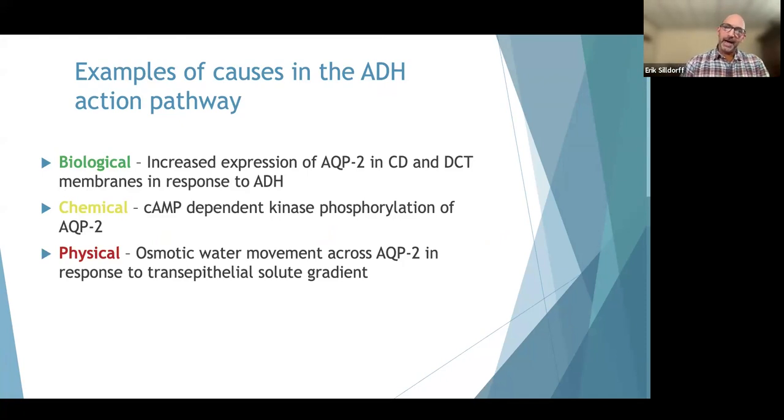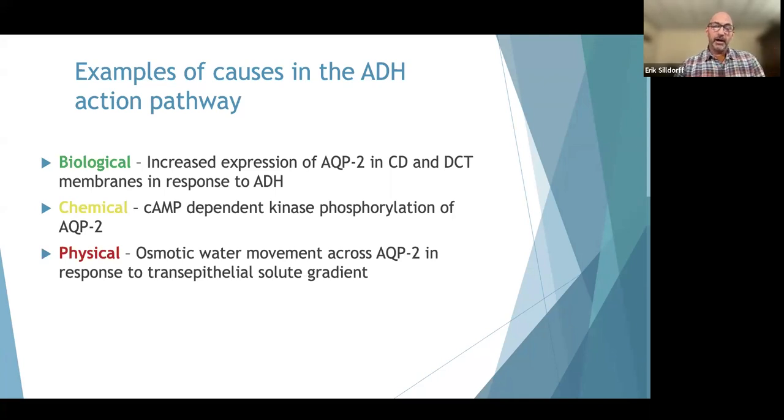And just as examples of those categories, we could think of biological causes as something along the lines of changes in protein expression or changes in membrane dynamics, things like that, a signal transduction mechanism. So relative to ADH, we could think of changing expression of the aquaporin 2 in the nephron collecting duct and distal convoluted tubule in response to that hormone. In terms of a chemical cause, we could think about changing the structure of a molecule or changing the equilibrium of a chemical reaction. In the case of the ADH pathway, we could think of cyclic AMP dependent kinases initiating phosphorylation of that aquaporin 2 to activate it.